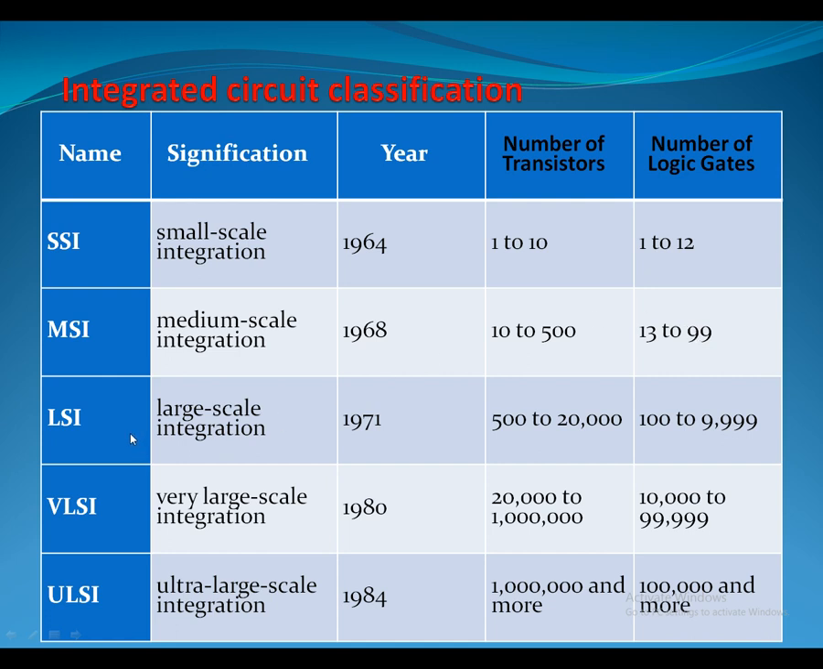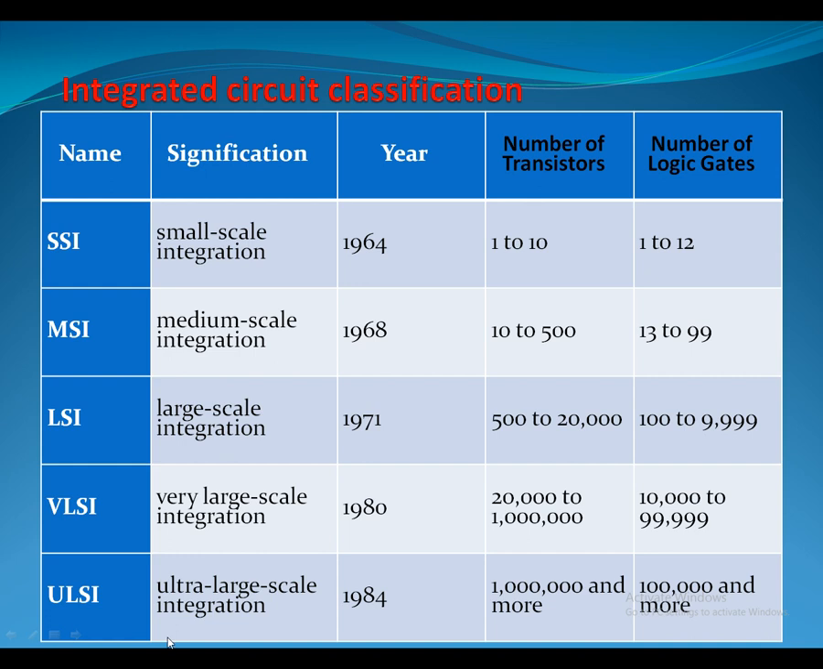After that, in LSI technology, large scale integration in 1971, 500 to 20,000 transistors were involved. The number of logic gates was 100 to 9,000. After that, in VLSI, very large scale integration in 1980, 20,000 to 10 lakhs transistors, it was a huge number, and from 10,000 to 99,000 logic gates were used.